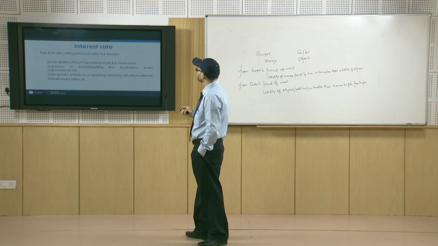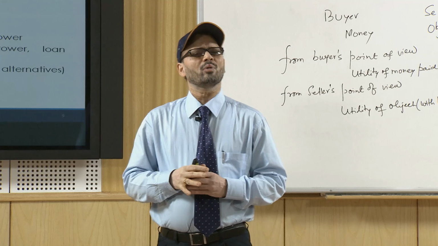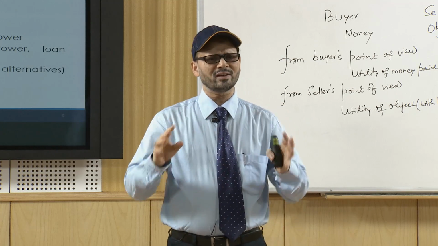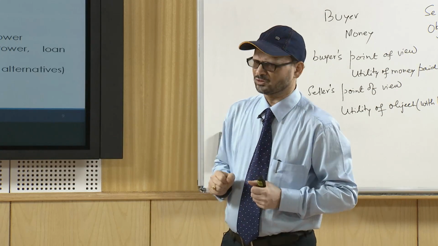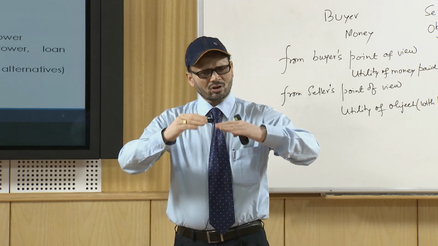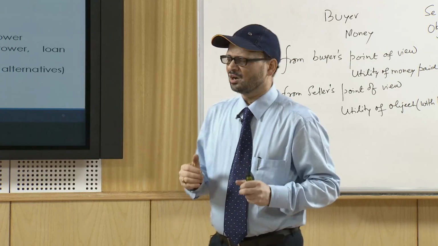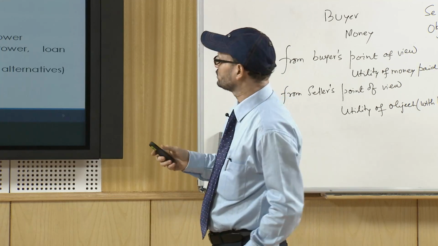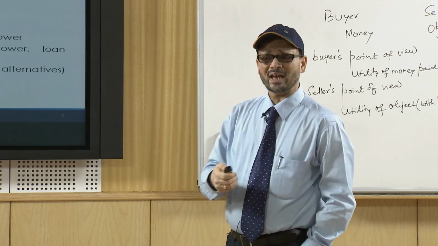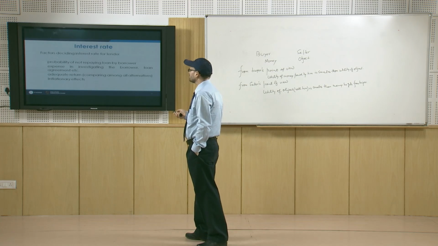The next component is expense in investigating the borrower and the loan agreement. While giving the loan to a borrower, he has to do a lot of formalities. He has to go and see the borrower, he has to make the papers. All these need cost, they need money. So, for that he has to pay from his own side. And the final thing is adequate return.